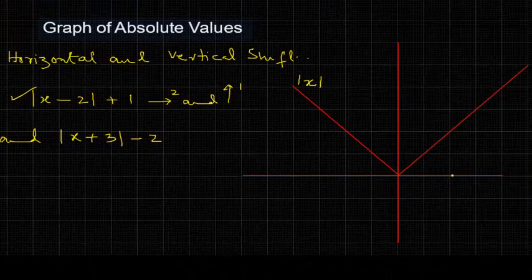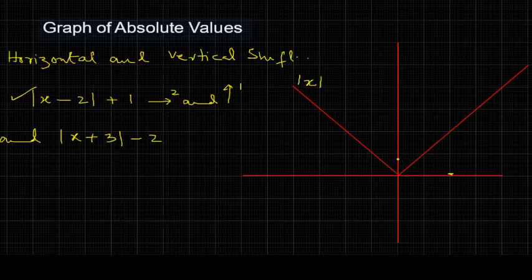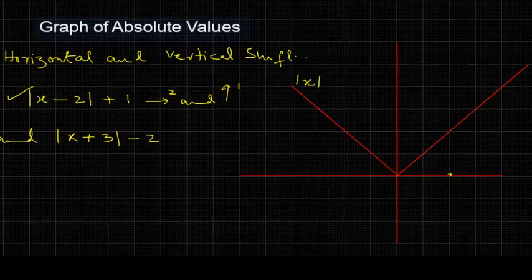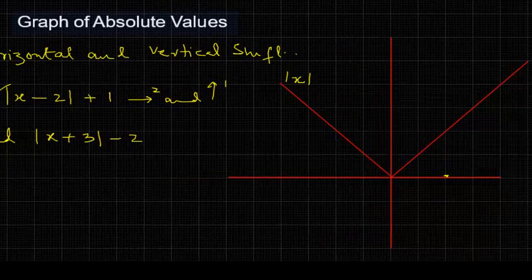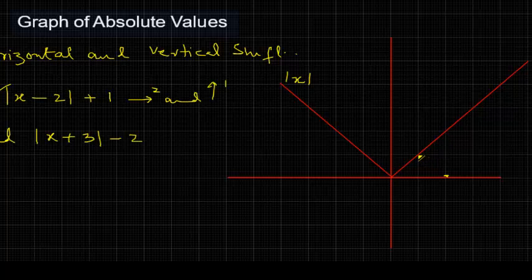Now in drawing the graph, first we draw the graph of x minus 2. It moves 2 points to the right. So this is the graph of x minus 2. Minus 2 moves the graph 2 points to the right. It starts from 2.